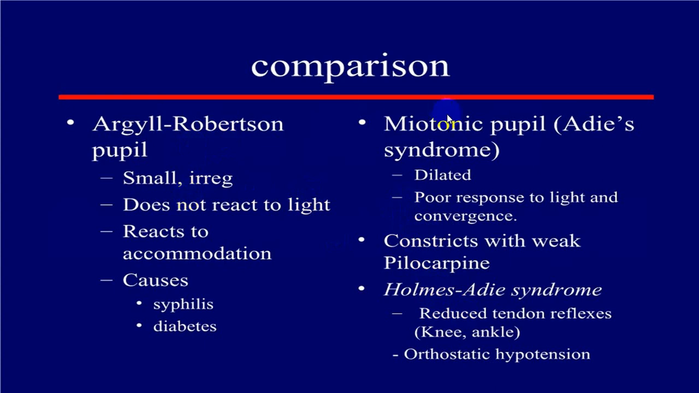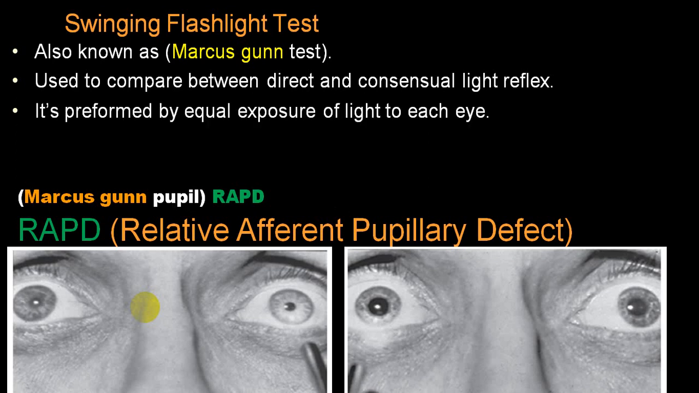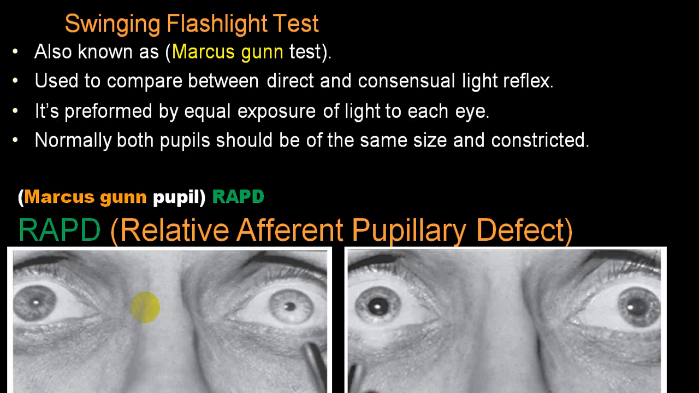Sorry, absolutely sorry. So, Holmes-Adie pupil is classical in case of myotonia congenita. It is also called a myotonic pupil, or Adie pupil, or Adie syndrome. You will have a unilateral dilated pupil. Pupillary reflex is absent, and the response is very slow, or we call it poor response. Poor response to convergence. So, when a person tries to do a convergence, or we call accommodation, there is a poor response. And it will constrict with a weak pilocarpine. This is a characteristic of a myotonic pupil, or we call Holmes-Adie pupil.